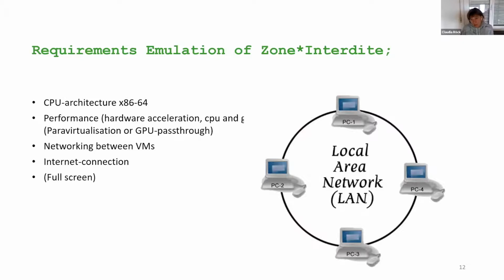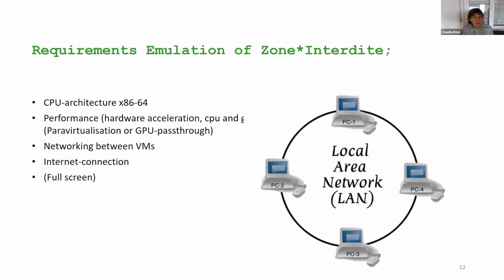Because it's all Windows, well, not because it's Windows based, but Windows runs on CPU architecture x86-64. So this is the common architecture, I would say, nowadays. So the emulators need to be able to emulate that. Then networking between VMs has to be possible because they have to build a local area network, and of course internet connection. These are all requirements that are not unusual, so this is very well possible.